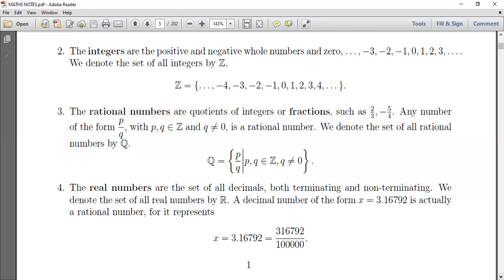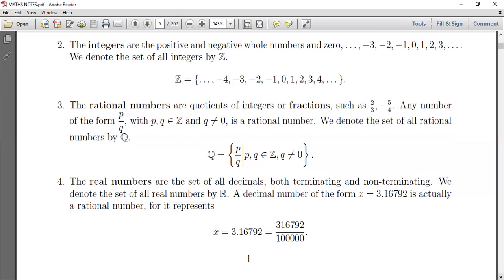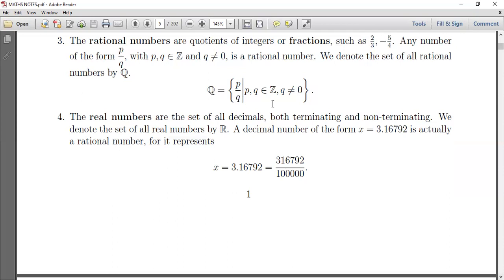Are we together? Then we also have the opposite of rational numbers, which is called irrational numbers. Irrational numbers now are numbers which cannot be expressed in this form.